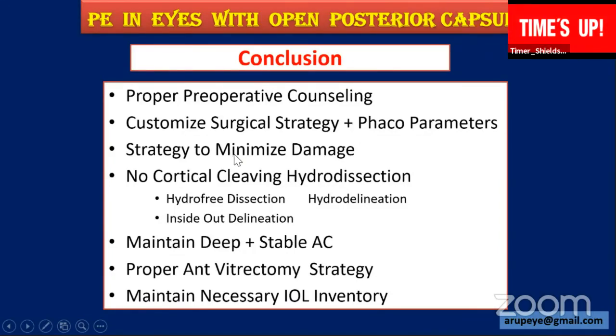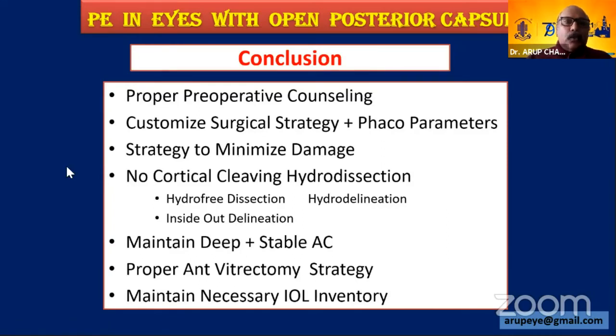Even if you feel that there is very little chance of PC dent happening, they should be counseled. And the surgical strategy has to be customized. You use appropriate phaco parameters and phaco strategy. Use a strategy to minimize damage. No cortical cleaving hydrodissection, hydro-free dissection. I don't do hydrodelineation because when you try to do hydrodelineation, there may be accidental cortical cleaving hydrodissection. Inside-out delineation was, I think, developed to prevent this complication. I don't do it, but many surgeons do it and are pretty happy with it.